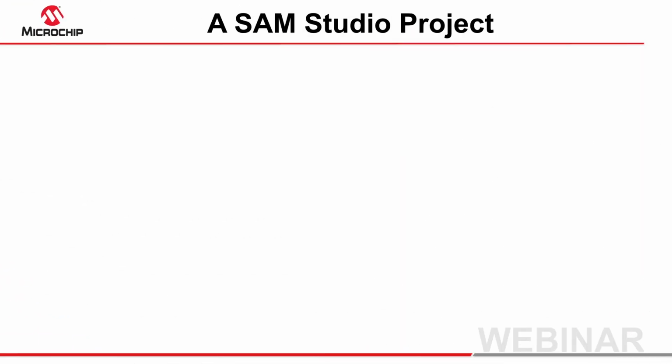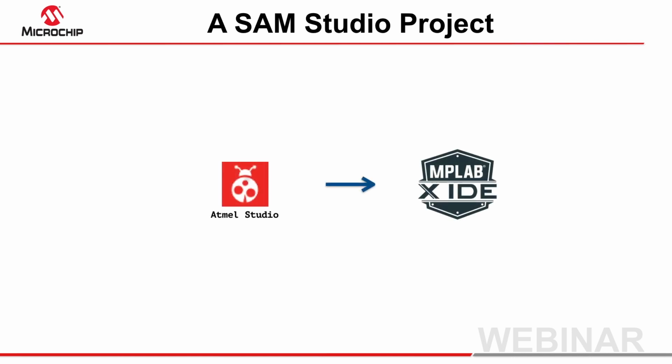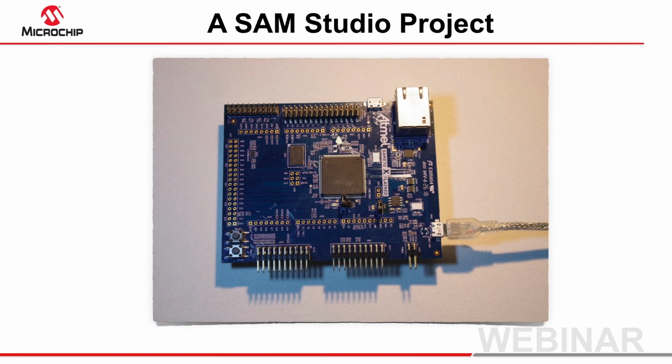In this webinar, I'll show you how to migrate an Atmel Studio project using a SAM device over to the MPLAB X IDE, where you can continue development of the project. In this demonstration, I have a SAM E70 Xplained board connected to my host machine. I'm using the Atmel Embedded Debugger, which requires only a USB cable to connect the Xplained board to the host for programming and debugging.